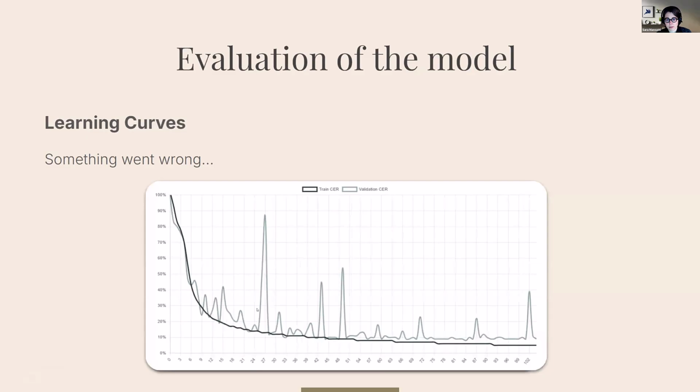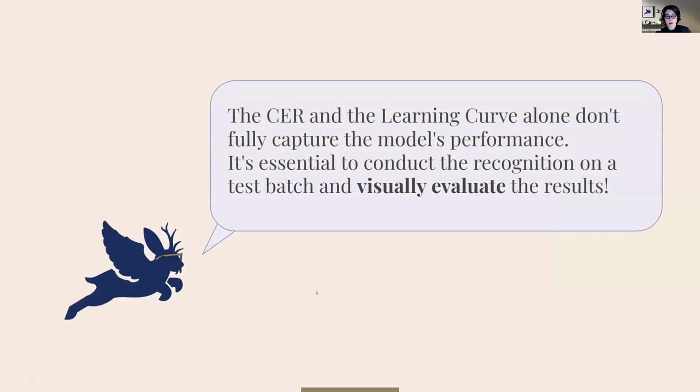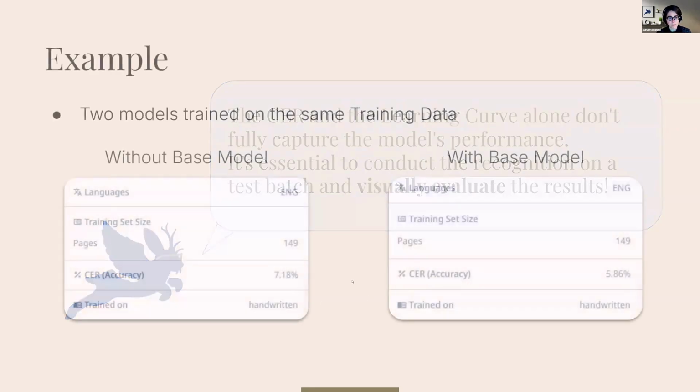And here we have another very strange learning curve. Also in this case, I think the problem is too few pages in the validation data. Remember always that the character error rate and the learning curve are some measure, but they don't capture the entire model performance. So it's very important also to test your models and visually evaluate the results.